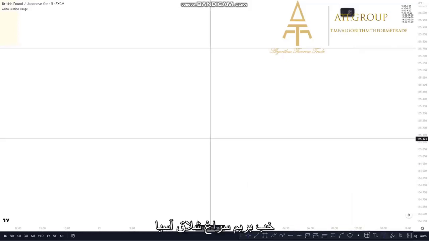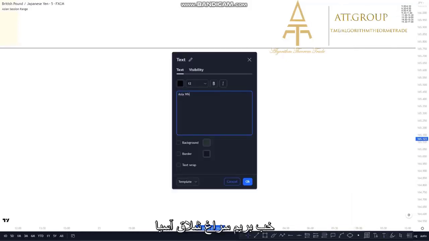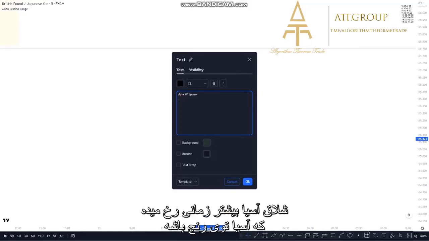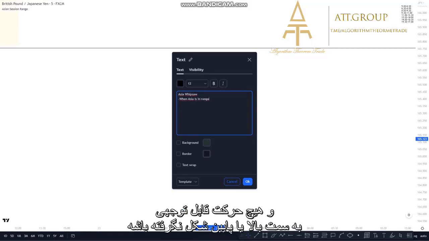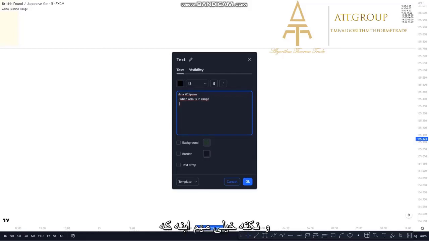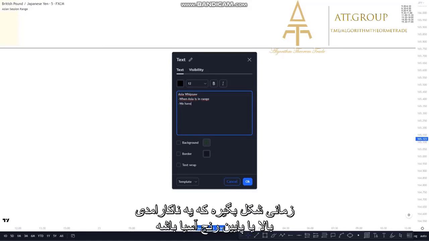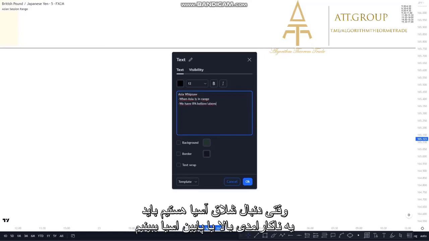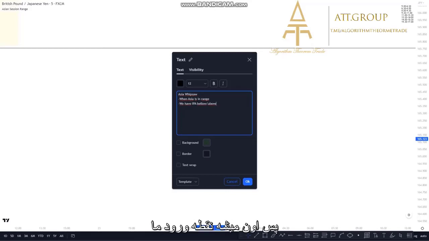All right, Asia whipsaw. It's happening most of the time when Asia is in a range, so there is no major move to the upside or to the downside. And a very important thing, it's happening when we have IPA below or above. When we're looking for Asia whipsaw, we need to see IPA right below it or right above it. So it will be our entry point. And yeah, that's basically it.